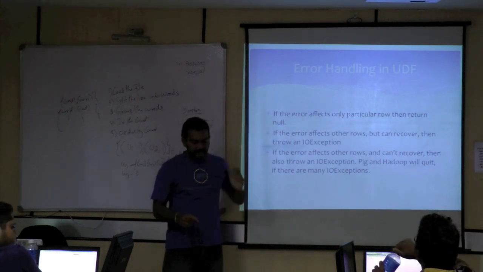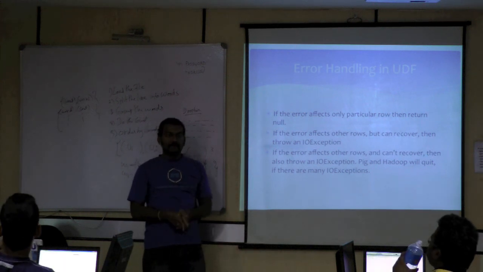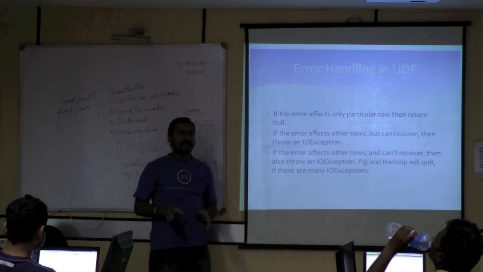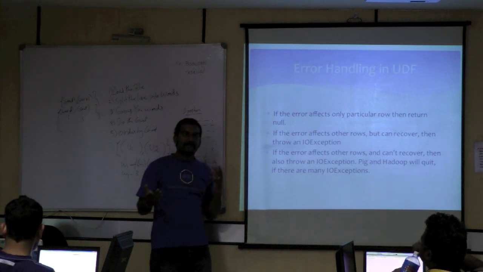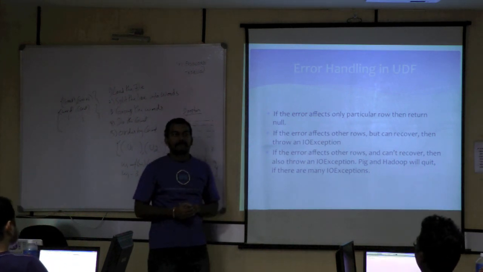If you feel that the problem is only with that particular row, then it's always better to return null. But if it could be a problem with other rows, then you throw an IO exception.